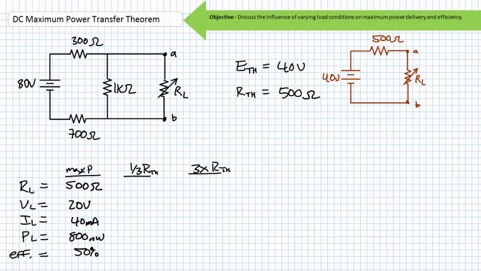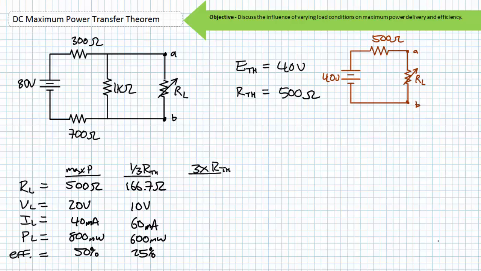During maximum power conditions, RTH also dissipates 800 milliwatts, meaning of the available 1,600 milliwatts, or 1.6 watts delivered by the source, only half of it, or 50%, gets put to good use.